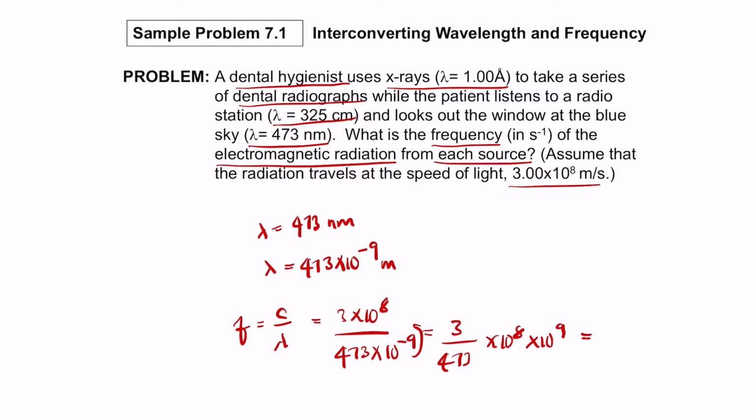Now let's try and find 3 divided by 473. The value becomes 0.0063 times 10 to the power 17. So you have to move the decimal 3 places.